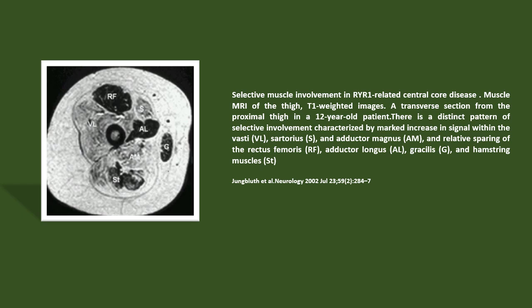This figure demonstrates selective involvement of muscles in RYR1-related central core disease. This is a muscle MRI of the thigh, T1 weighted image. There is a distinct pattern of selective involvement characterized by marked increase in signal within the vasti, sartorius, and adductor magnus, and relative sparing of the rectus femoris, adductor longus, gracilis, and the hamstring muscles.